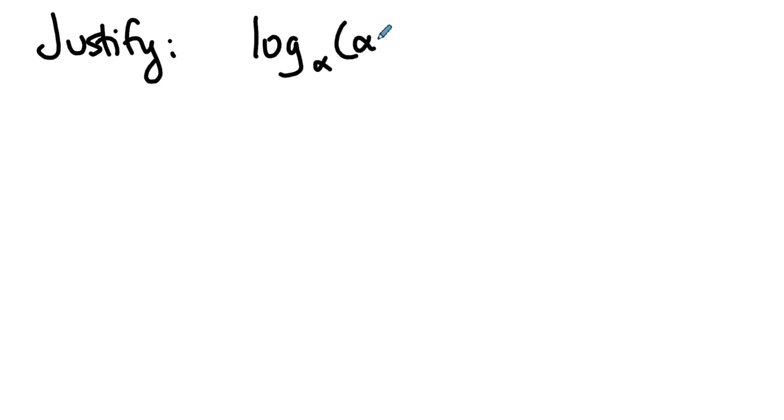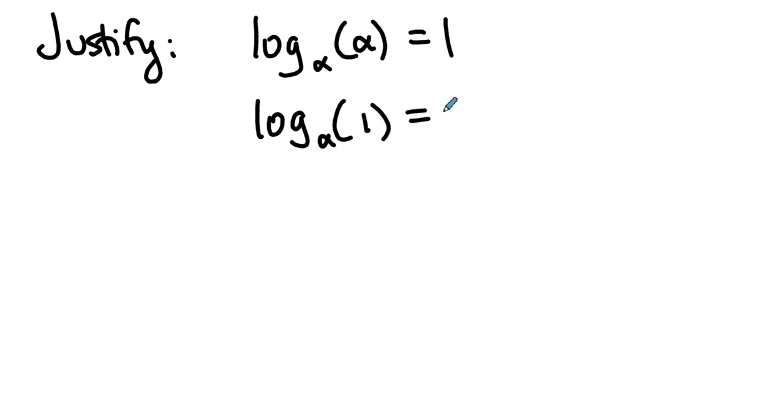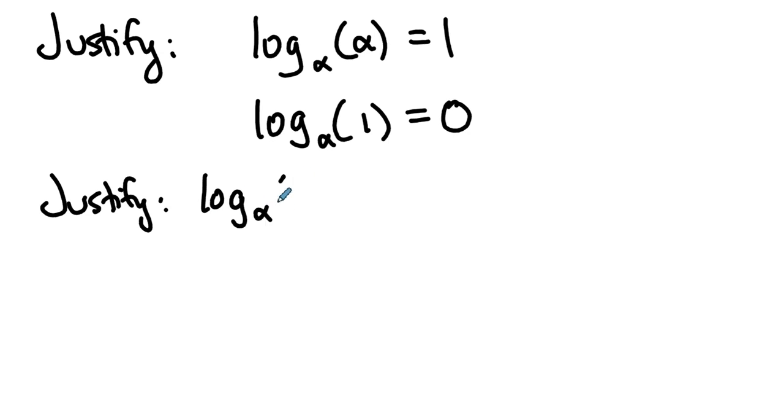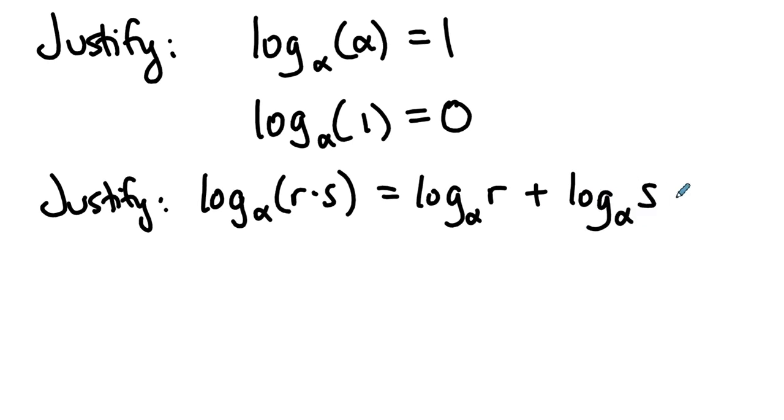With this being the case, can you justify that the log base alpha of alpha is 1? Can you justify that the log base alpha of 1 is 0? Can you do that? And then can you justify that the log base alpha of r times s is the log base alpha of r plus the log base alpha of s? Pause to make sure you can do that.